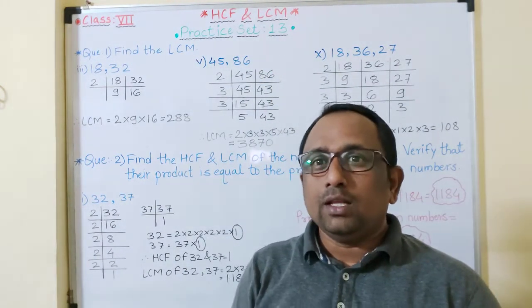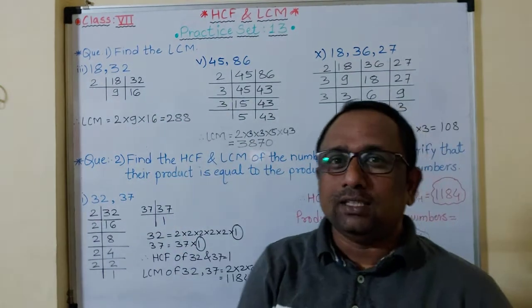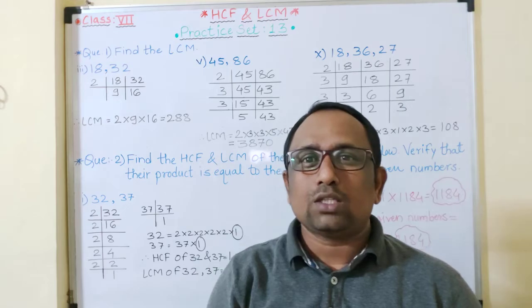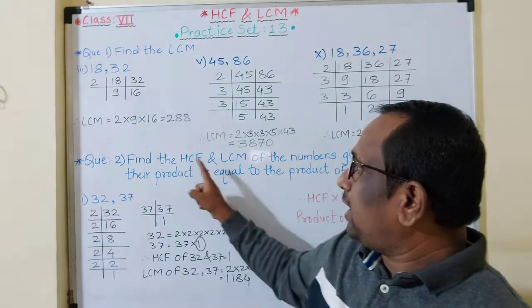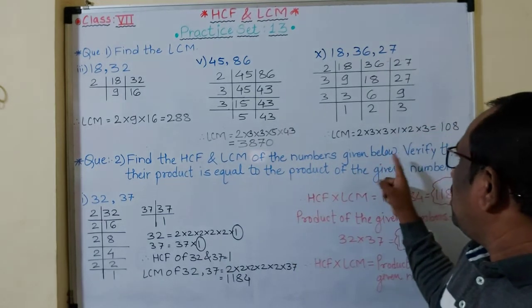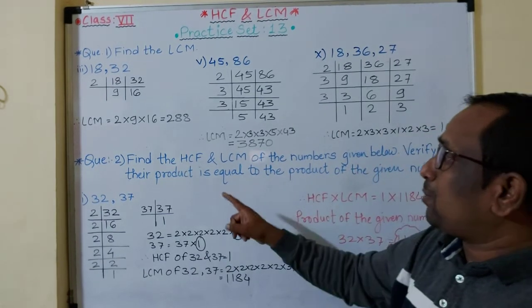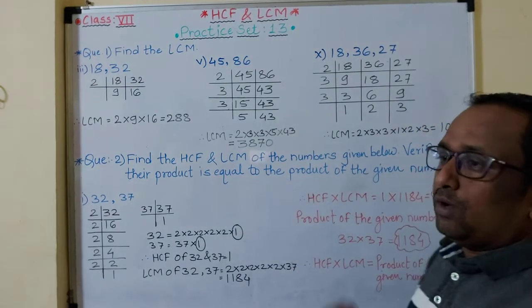Today we are going to learn practice set number 13. In practice set number 13, there are two questions. First is, find the LCM, lowest common multiple. And in the second question, find the HCF and LCM of the numbers given below. Verify that their product is equal to the product of the given numbers.